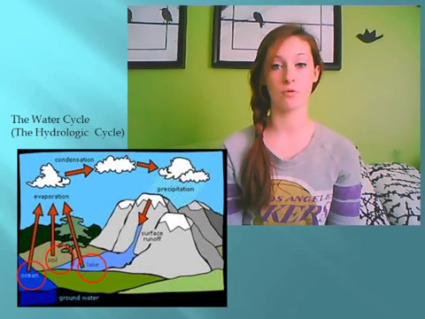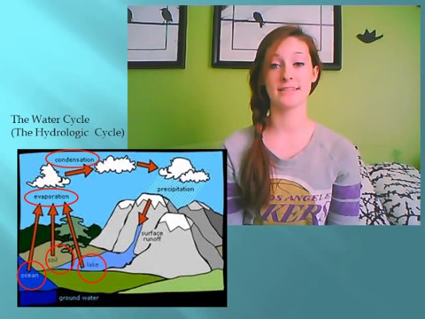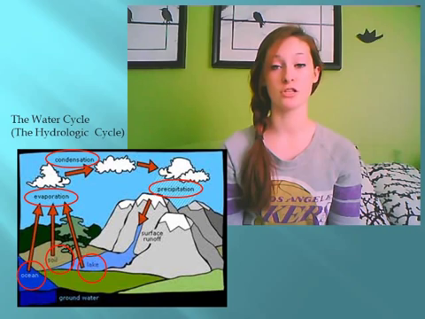The water cycle, also known as the hydrologic cycle, results from ocean water or lake water evaporating into the atmosphere, causing condensation. This condensation then results in precipitation, or rain or snow, which then results in surface runoff back into the ocean or lake.